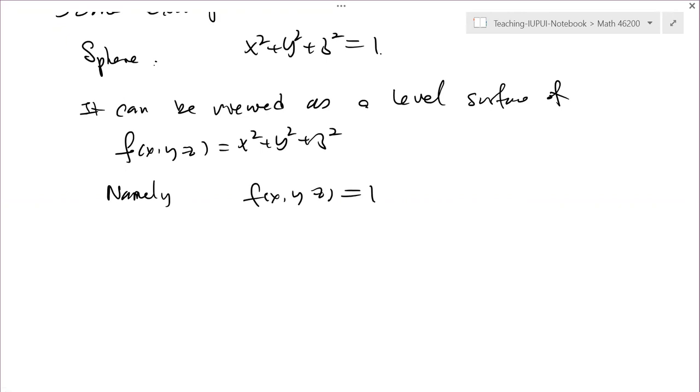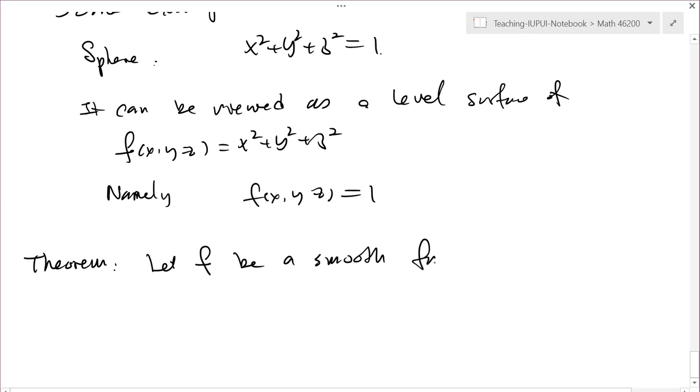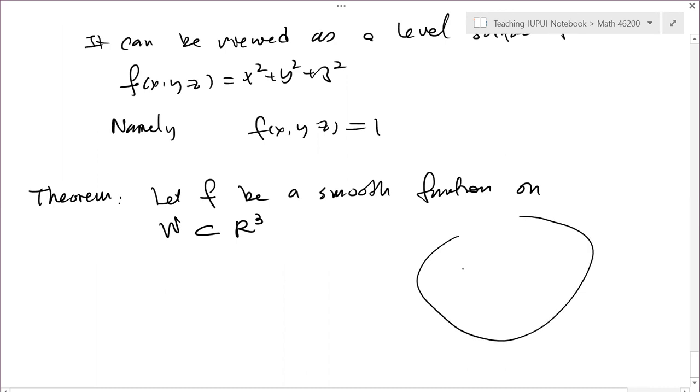I want to talk about the following important theorem. This guarantees the level surface. We want to know when the level surface is indeed a surface. This is from calculus, and it is a very important theorem. Let f be a smooth function on some open domain W in R3.